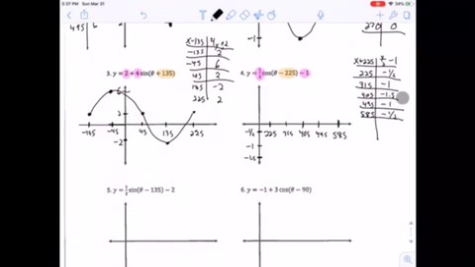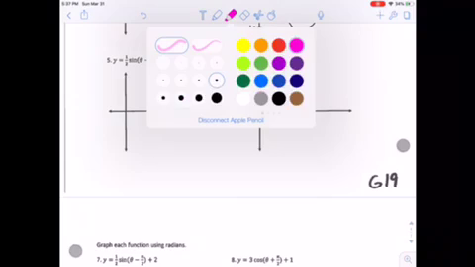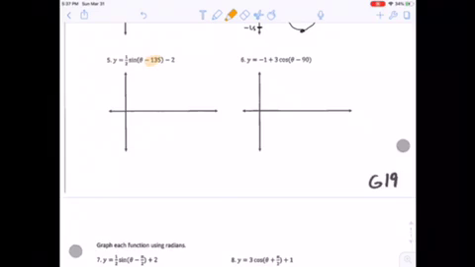So here we go. Plot our points. We're here to the middle, to the bottom, to the middle, to the top. And there's your graph. Okay, continuing on to number 5, we analyze.